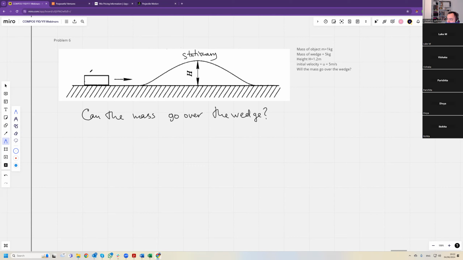With enough momentum. Well, yes, but how do you judge whether it has enough momentum to go over? What do you need to look at? What simple calculation do you have to make in order to tell?